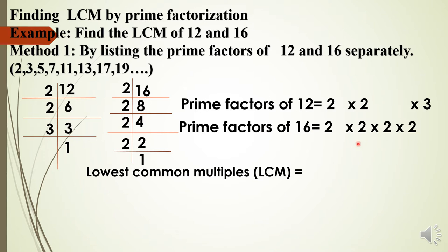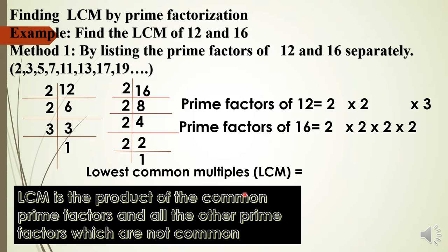Then how to find LCM? LCM is the product of the common prime factors and all the other prime factors which are not common. Here, which are the common prime factors? There, 2 is the common factor. Is there any other common factor? Yes, one more 2 is there, a common factor.